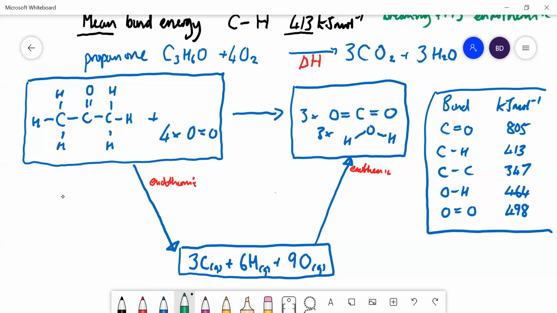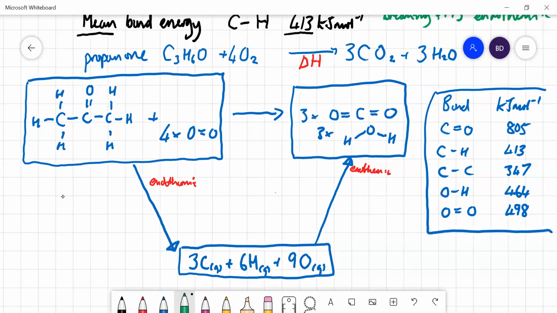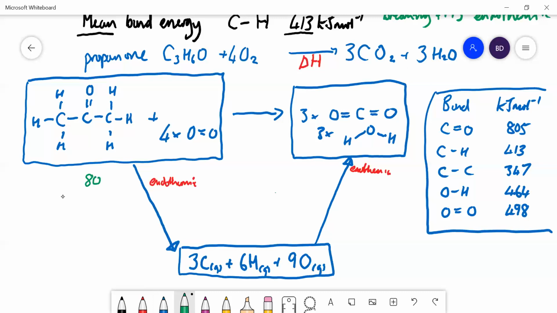So we're going to break a carbon-oxygen bond, so that's going to be an 805. We're going to have to break 2 carbons, so that's 2 times 347. We have to break 6 carbon-hydrogen bonds, so that's 6 times 413. And then don't forget about the oxygens. We're going to have to break 4 oxygen-oxygen double bonds, so that's that.